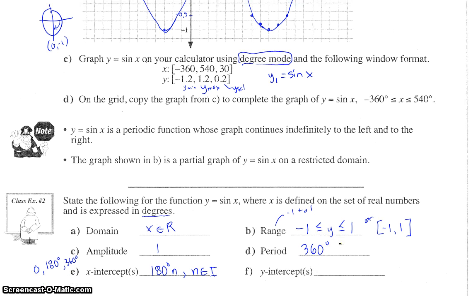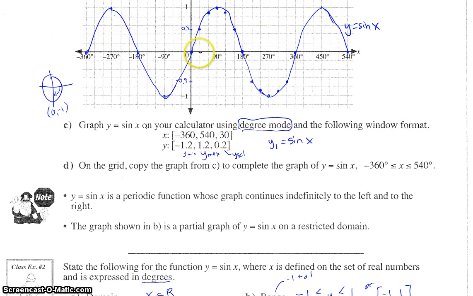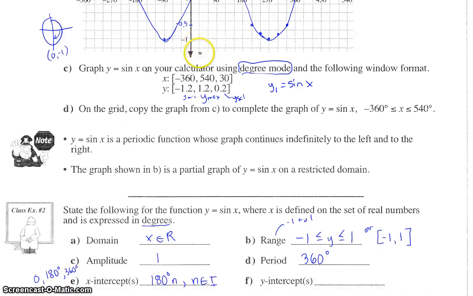Okay, y-intercept. Let's go back and look at the graph. Looks like our y-intercept is 0. And there's only one of those, right? We only cross the y-axis once. Good. Okay, let's take a look at the next page.